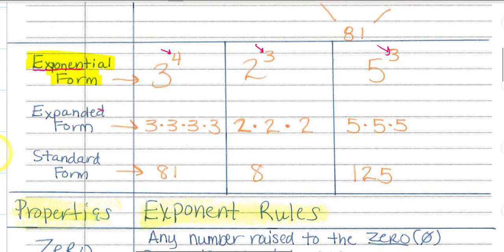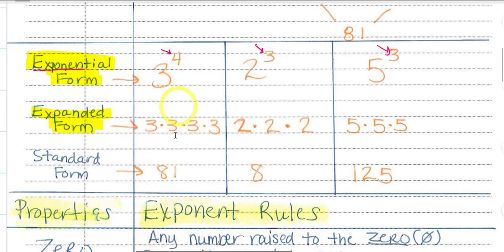The next one is expanded form. So think about what the word expanded means. To expand means to stretch out. So instead of writing it as an exponent with 3 to the 4th power, I would expand that out so I can see what the base is that's being multiplied. So I'm expanding out the 3 times 3 times 3 times 3. So when you're asked to show something or to write something in expanded form, think about stretching that out so you can see everything that we are multiplying.